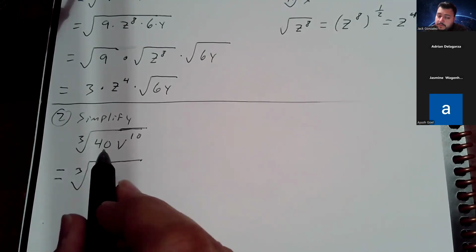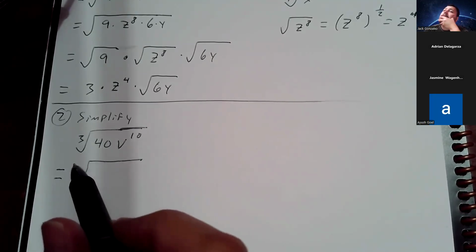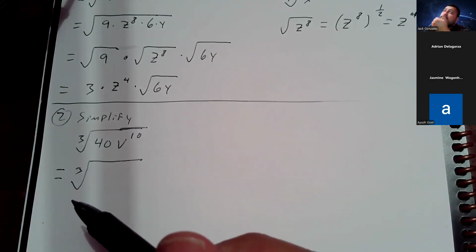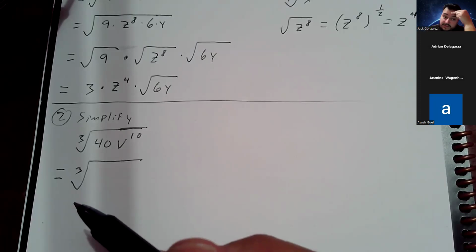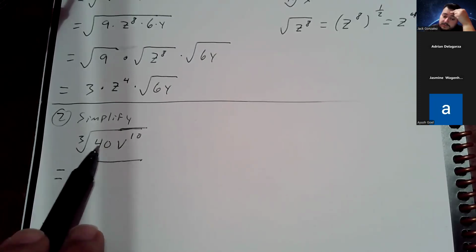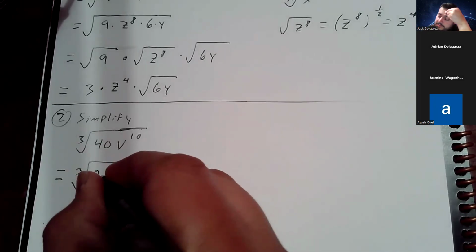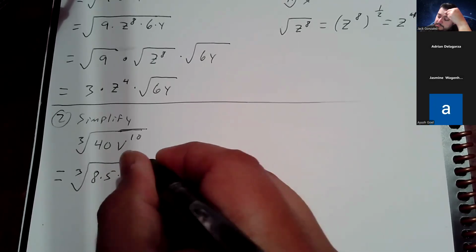Okay. Well, what are the cubes? The only ones I remember from memory would be 8, 27, 64. Those are the only ones I remember. After that, I got to look it up. But I know 8 goes into 40, right? So 8 is a cube. So I'm choosing to break down 40 like this. Do you see why we chose that?